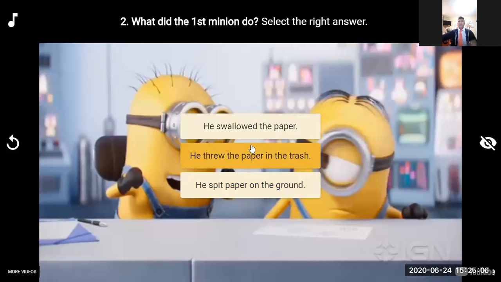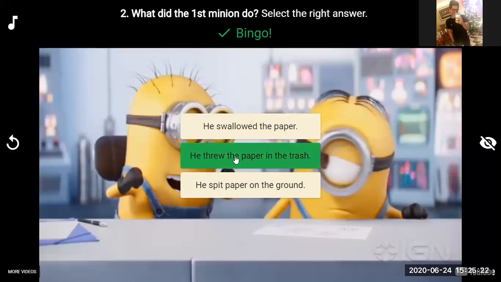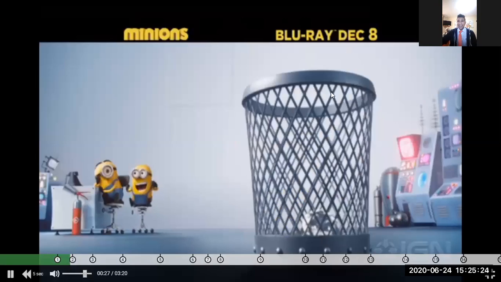Okay, what is the correct answer here? Number 1, number 2, or number 3? He threw the paper in the trash. Okay, let's see. La segunda. Good. Number 2, perfect. Let's continue.